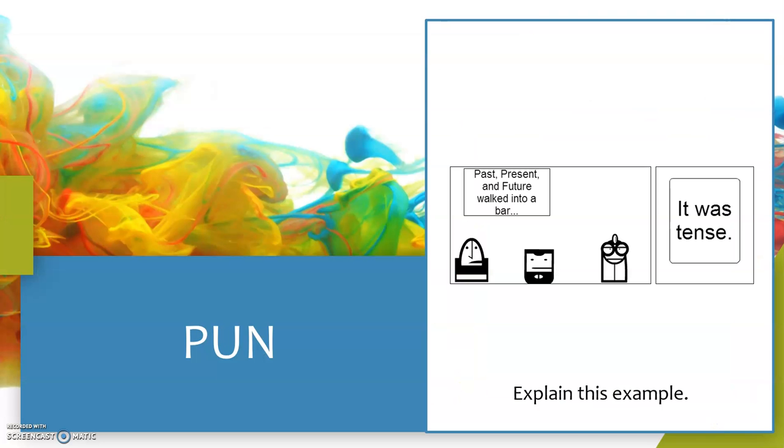Okay, so here is your example. You may wish to pause the video at this point and give yourself a moment to take it in and go through the process. I'm just going to talk through it, so if you want a moment, you need to pause. So here we have three little gentlemen or characters, I'm not exactly sure what they are. And the cartoon tells us the past, the present, and the future walked into a bar. It was tense.